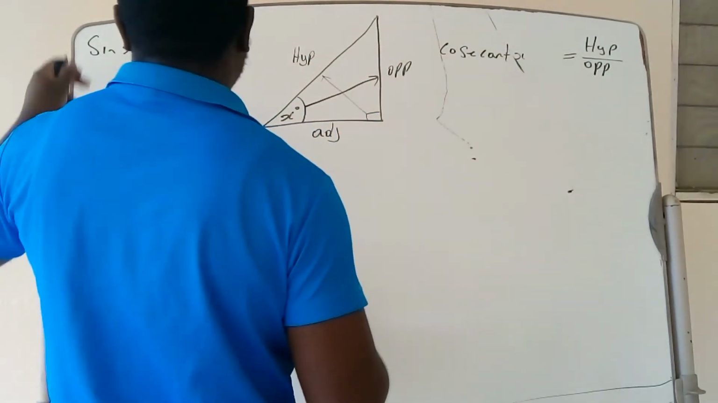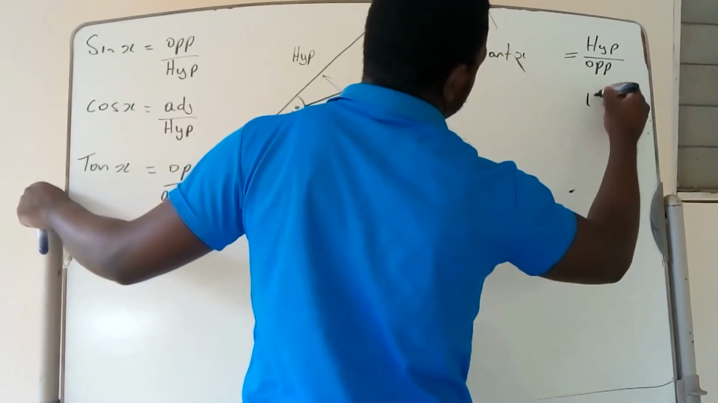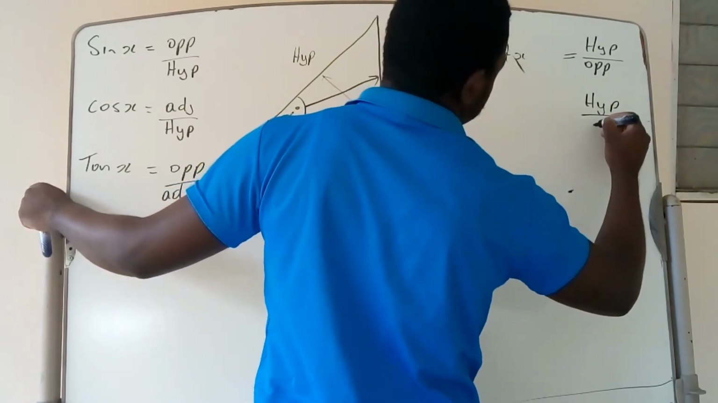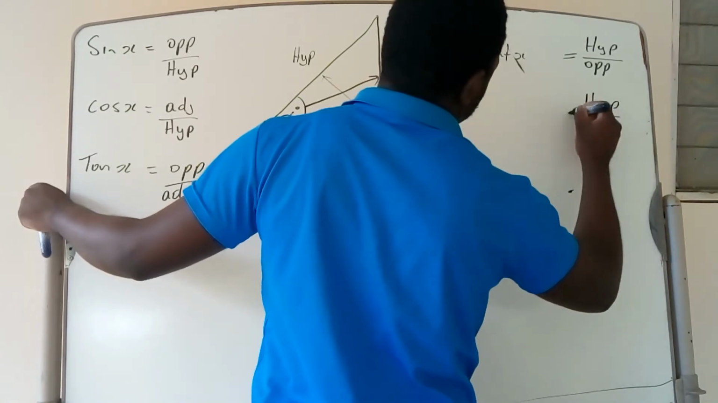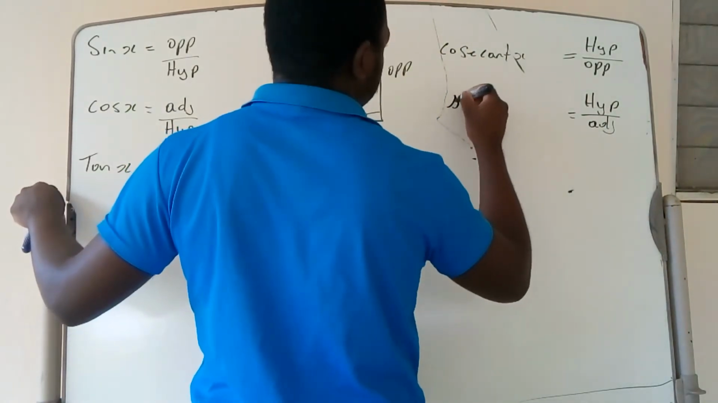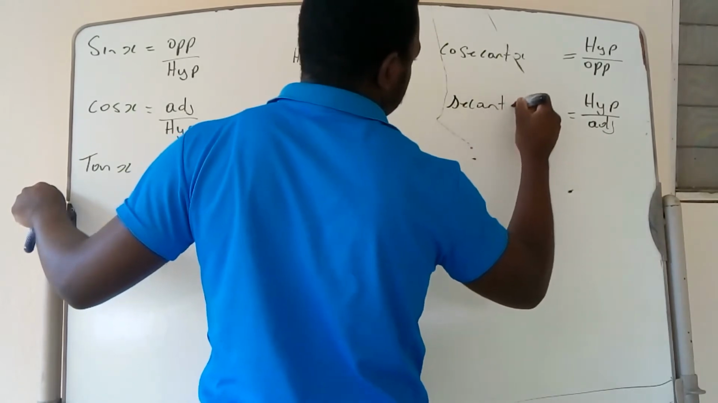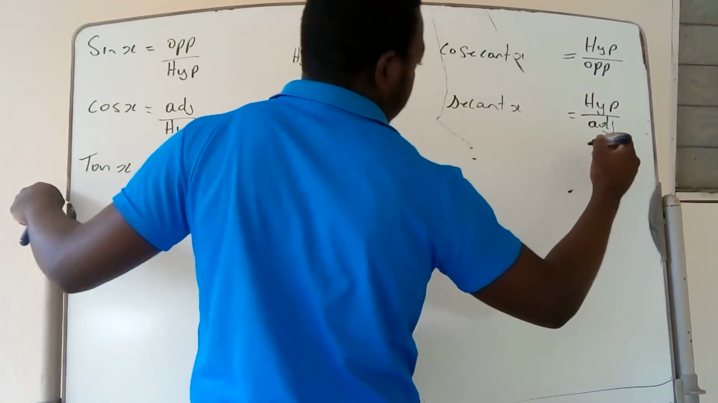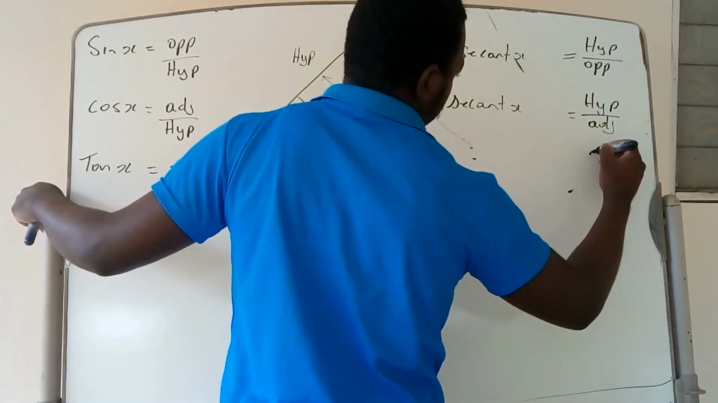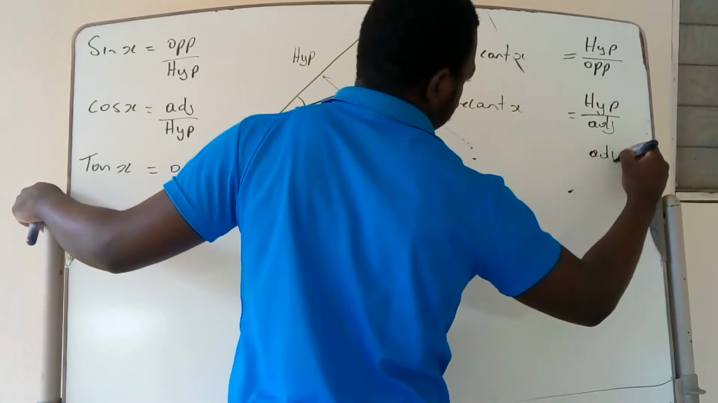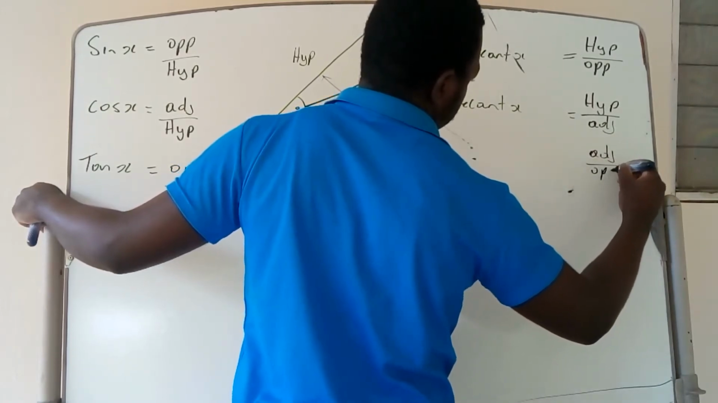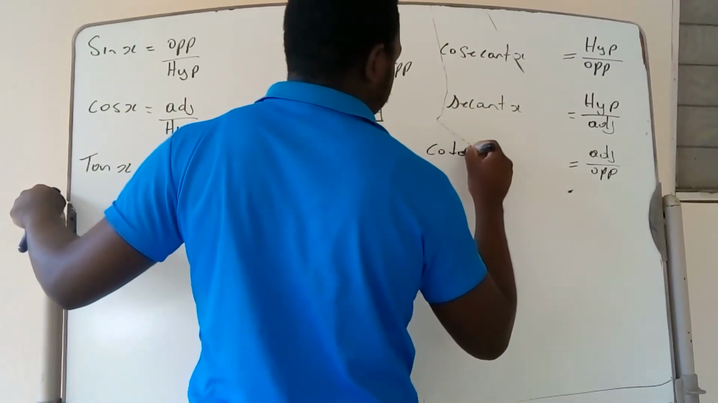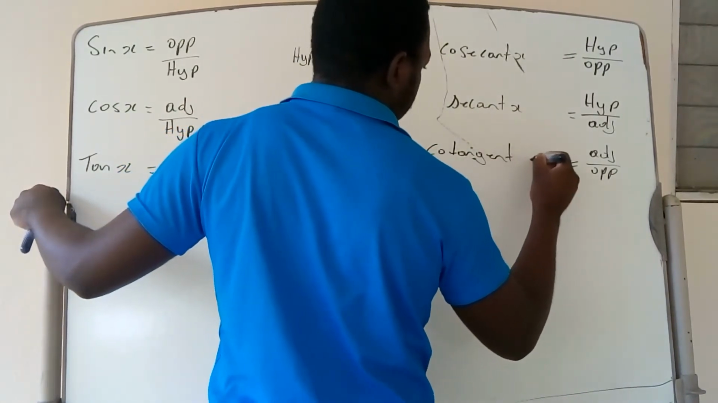And we're going to do it for the rest. So if you flip this over, you now have hypotenuse over the adjacent. This is just equal to secant of x. And if you flip this one over as well, then you get adjacent over the opposite. Then this is equal to cotangent of x.